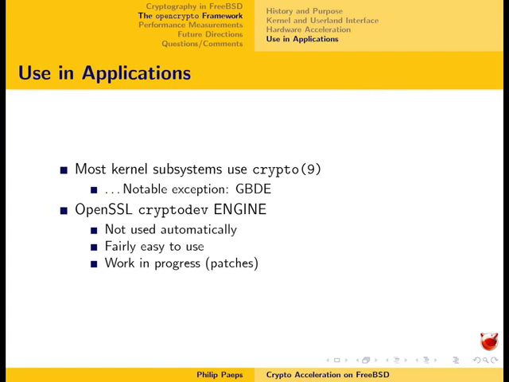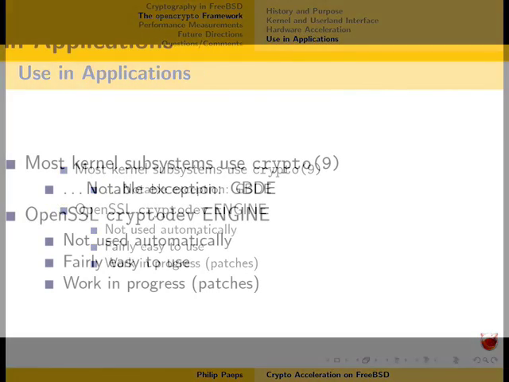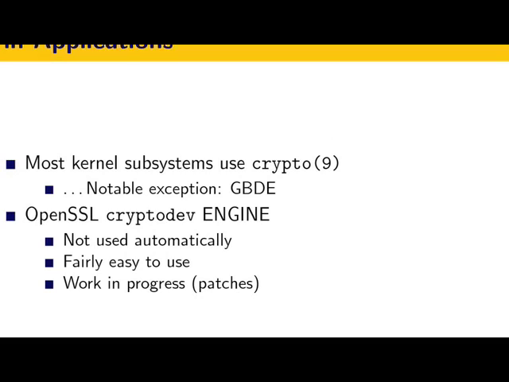So the crypto bits can be used. Most kernel subsystems already use the crypto code. One exception I found is GBDE. I don't know why it doesn't use the crypto framework, but it just doesn't. So even if you've got a crypto accelerator sitting in your hardware and you're using GBDE for block device encryption, it won't go faster. Or if you're using fast hardware and enabling acceleration, it won't go slower. The geli device does use the crypto accelerator or decelerator, so that's nice.